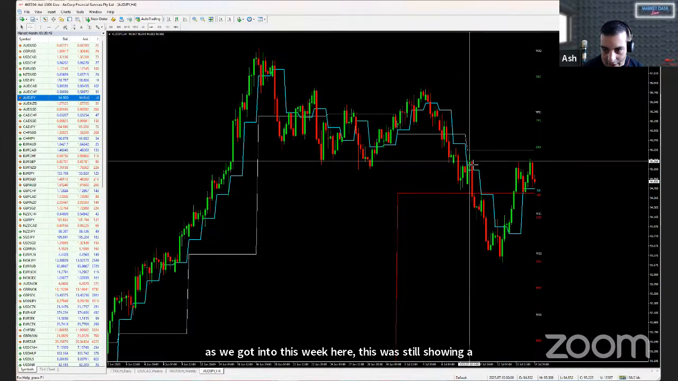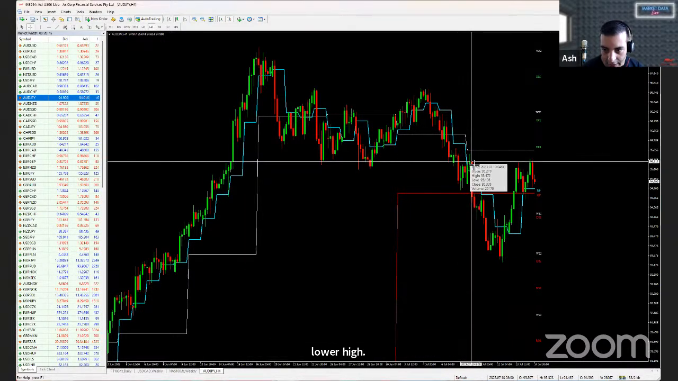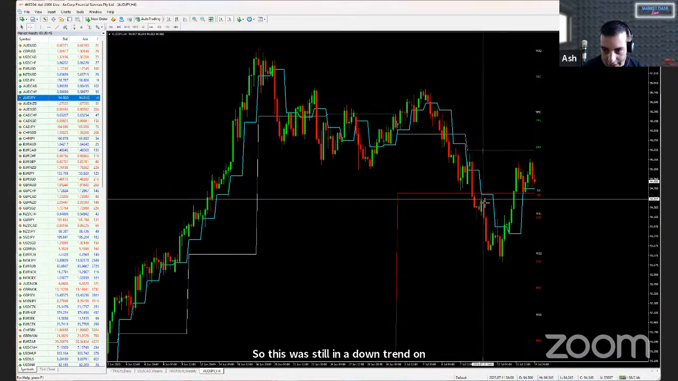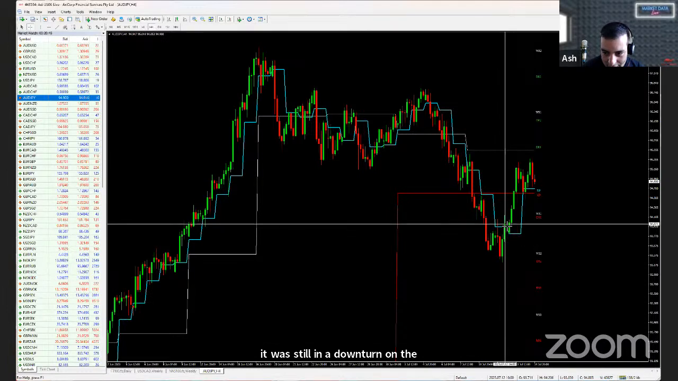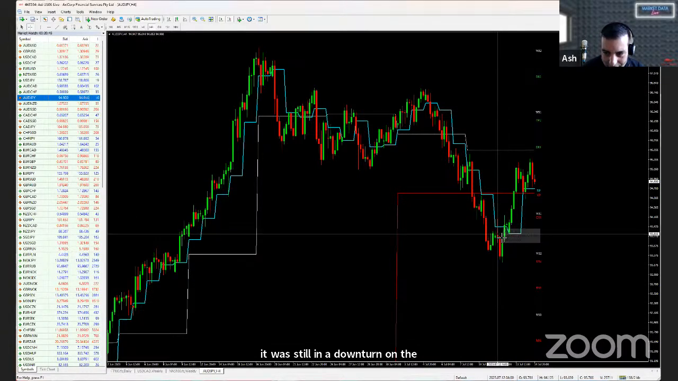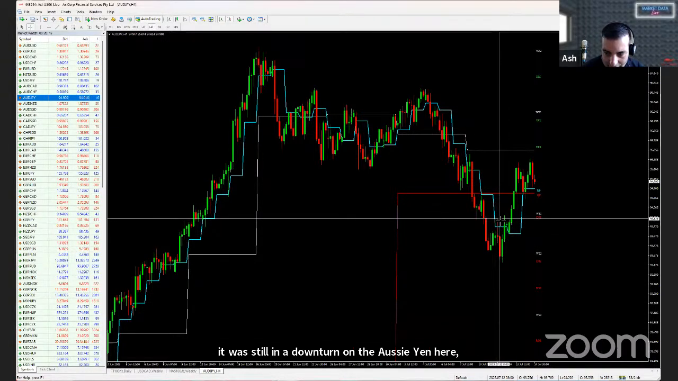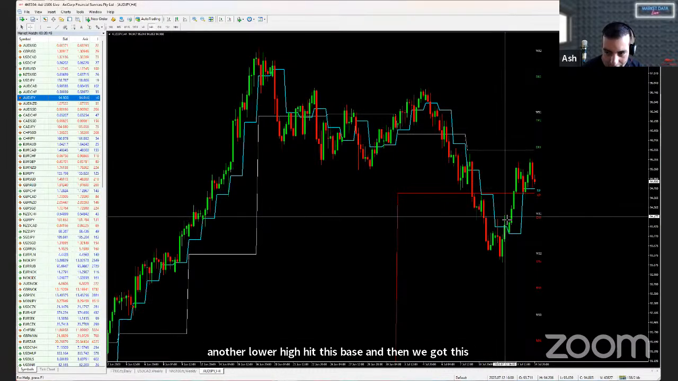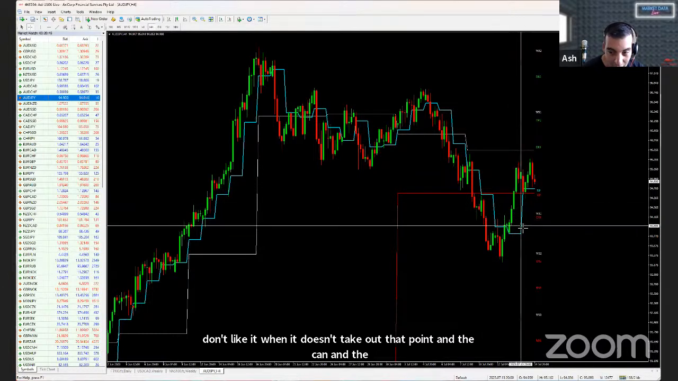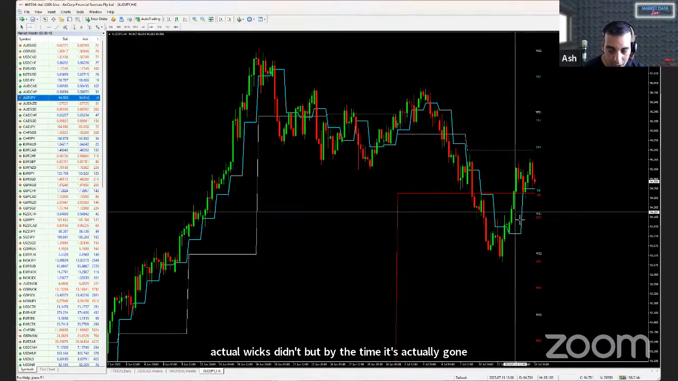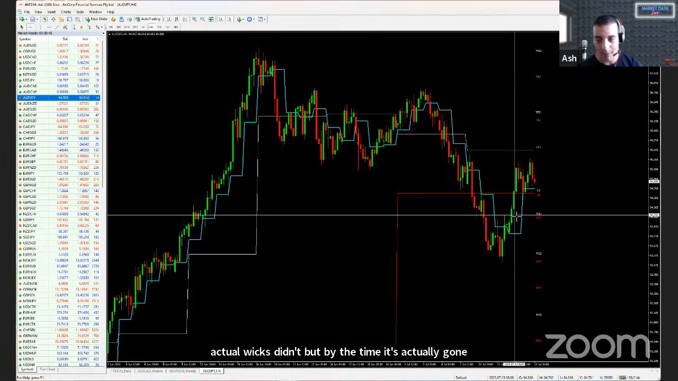So this was still in a downtrend on the Aussie yen. And it was still in a downtrend on the Aussie yen here, another lower high, hit this base. And then we got this move here, which was a little bit suspect. I don't like it when it doesn't take out that point, and the actual wicks didn't. But by the time it had actually gone to the upside, in my opinion, there was no safe entry on this on the 4 hour.